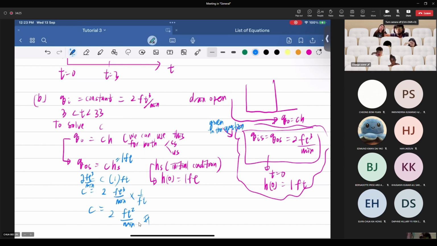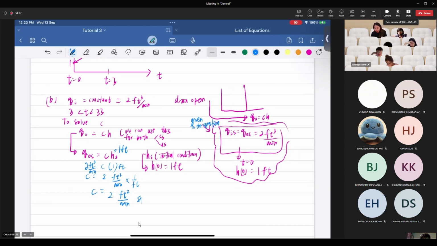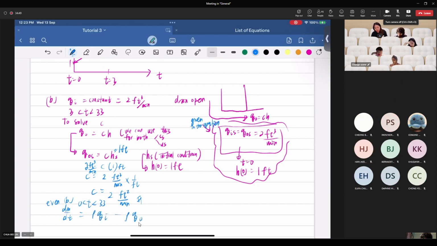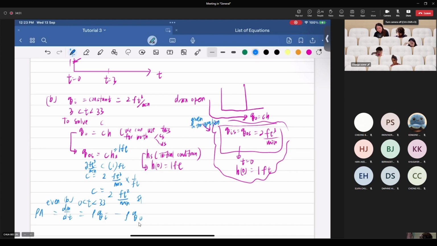Then you can substitute the C in your mass balance. So now we are going to write the mass balance: dm over dt, for event B from time equal to 3 to 33, equals rho Qi minus rho Q0, equals rho A dh over dt.